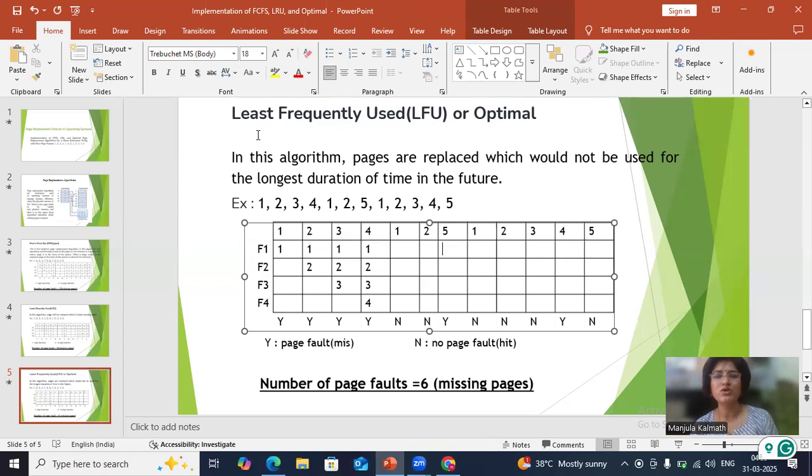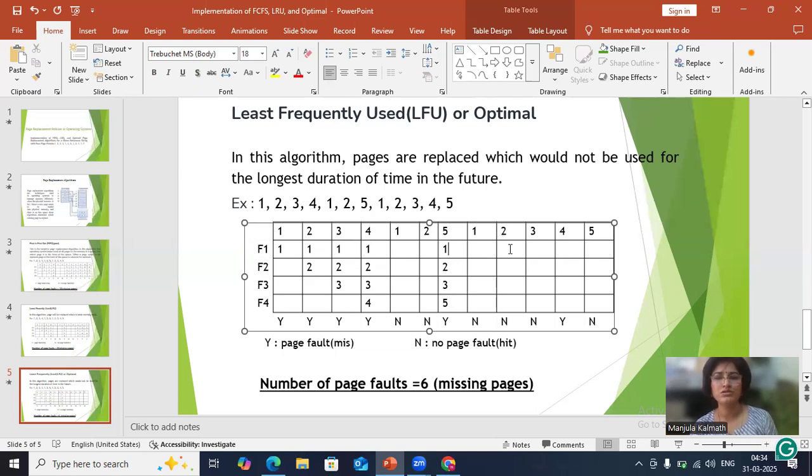According to this algorithm, the page which is not used for a long time should be replaced. Now we have to look at these values 1, 2, 3, 4. Among these 1, 2, 3, 4, the one used last is 4. So 4 should be replaced with 5 here, and the remaining 3, 2 as well as 1 stay. Then the next required page is 1, which is already available, no replacement.